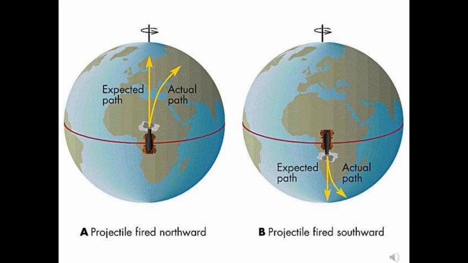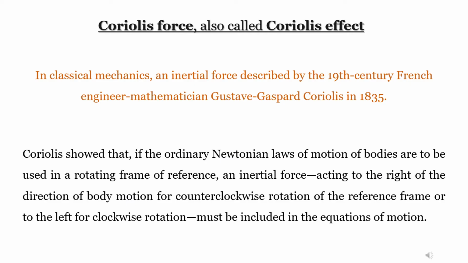Here you can see in picture A, the expected path is vertical for the gunshot, but the actual path followed by the gunshot is a curved path. That is a projectile fired northward, and a projectile fired southward. The expected path is vertically downward, but the actual path is a curved path on the right hand side. This is also called the Coriolis effect.